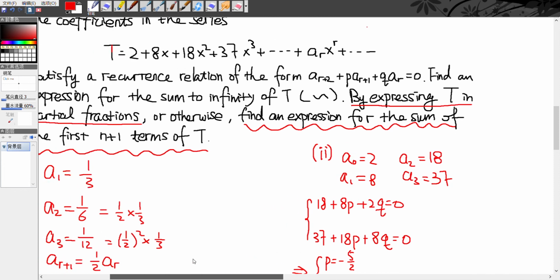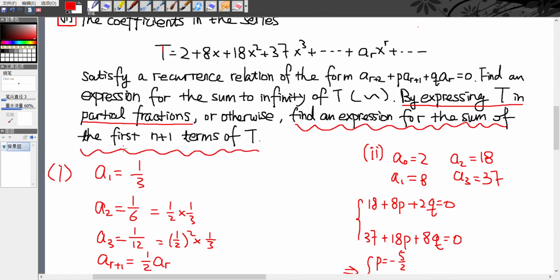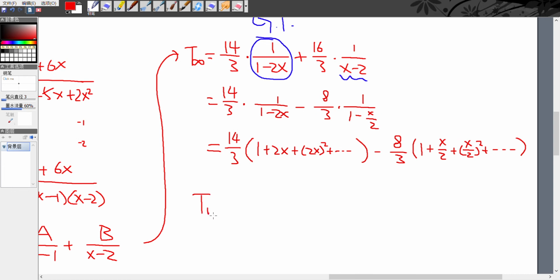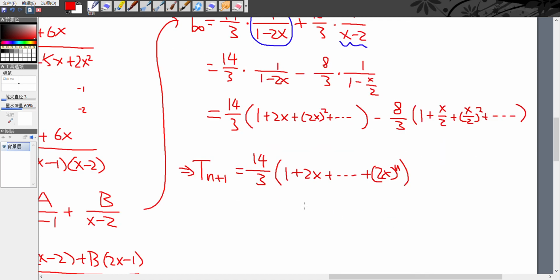So our goal is to find the expression for the sum of the first n plus 1 terms of T. The first n plus 1 terms of T is just 14 over 3 times (1 plus 2x plus dot dot dot all the way to (2x) to the n). And for the next term, it's just 8 over 3 times (1 plus x over 2 plus dot dot dot all the way to (x over 2) to the n).